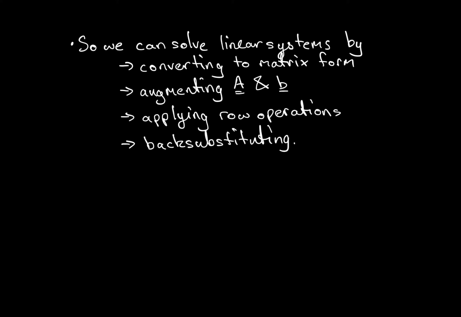Okay, so in summary, we can solve linear systems by a method which is actually called Gaussian elimination. Now, all it is what we've seen in the last few slides, converting to matrix form first, augmenting the coefficient matrix A and the right-hand side vector B, applying the row operations until we get either diagonal form or upper triangular form, and then using the back substitution method to figure out the final values for our 3 variables in this case, or however many variables you have in your system.